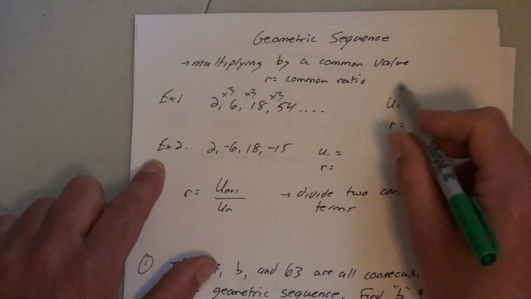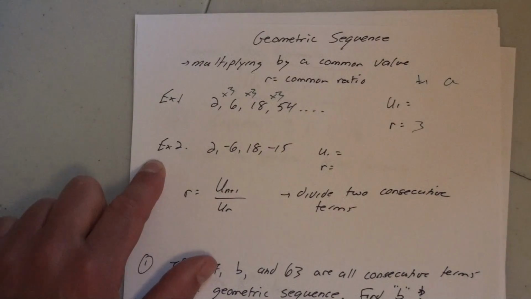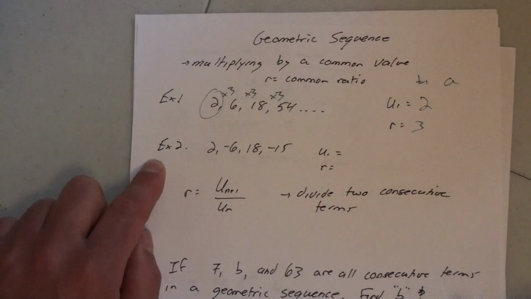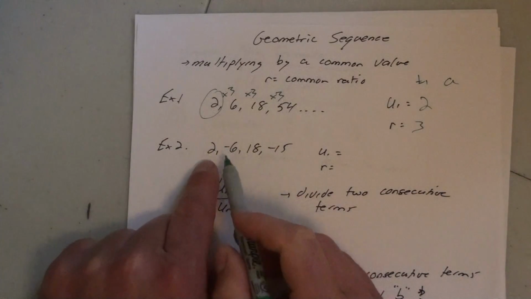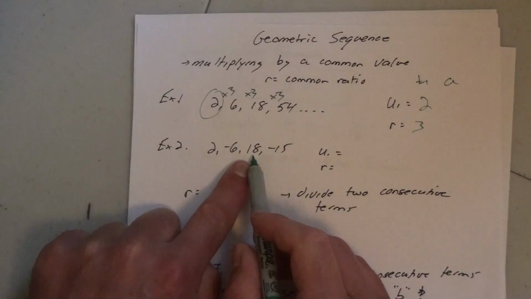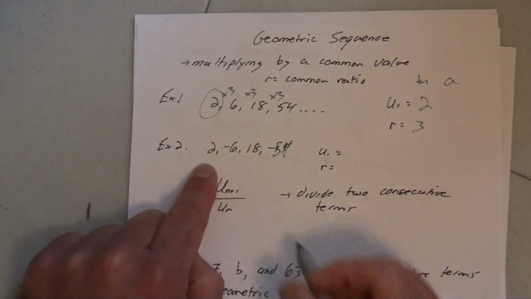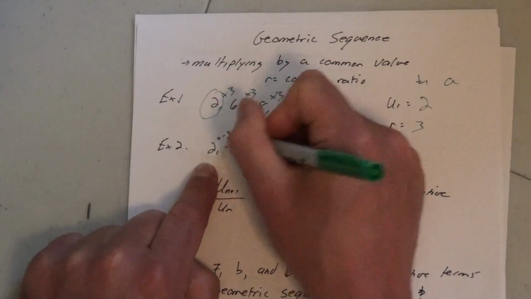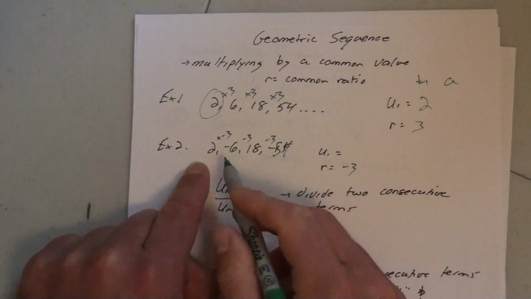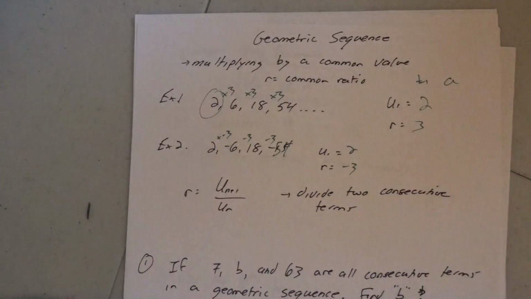Your U1, which is your first term, other books will use T1 or they'll use A as being your first term, in this case it is 2. My U1 is 2. If I look at this other one, which is alternating from positive to negatives, from 2 to negative 6 to positive 18, to negative 54. Here I am multiplying by negative 3. So my R would be negative 3. If it's going from positive to a negative, it means you're multiplying by a negative value. And my first term is again a 2.